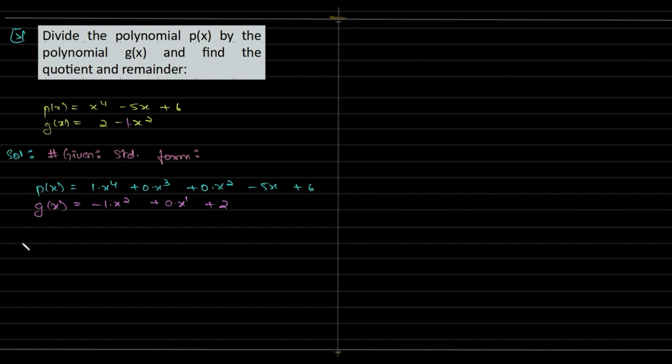Okay, then we are looking at rough space and the division itself. So we're going to write the divisor, then make space for the dividend.